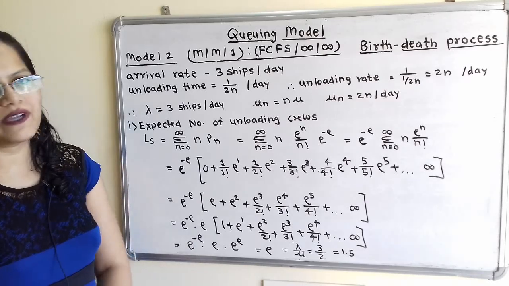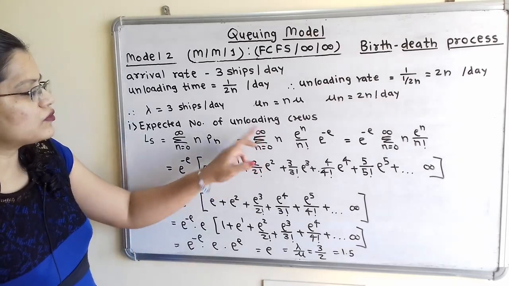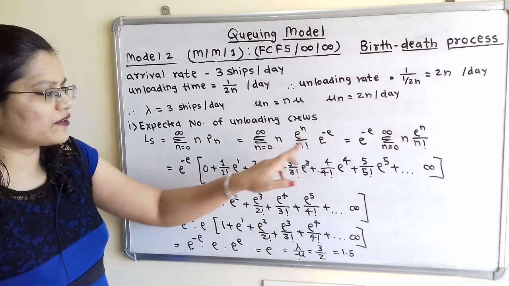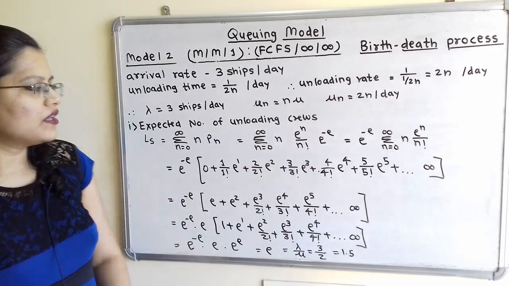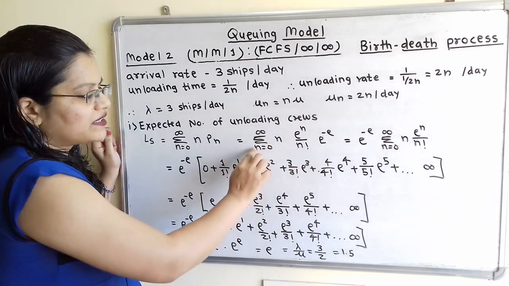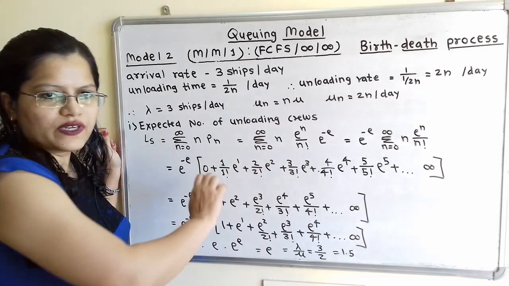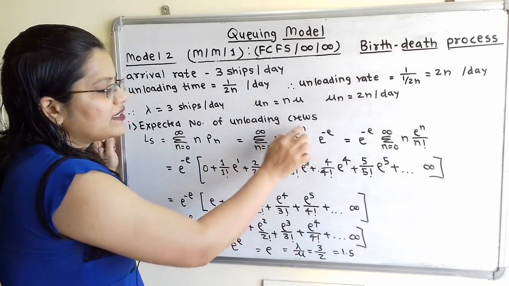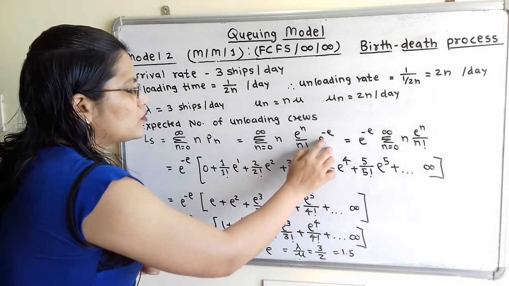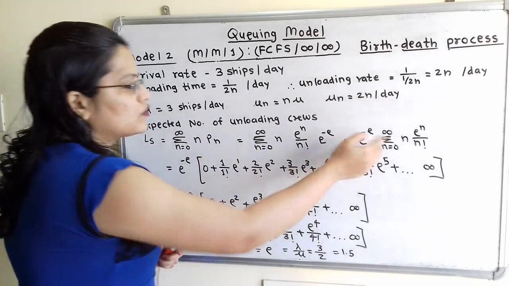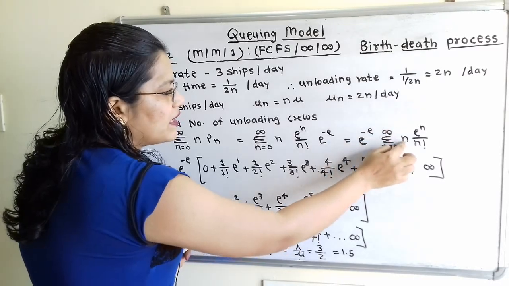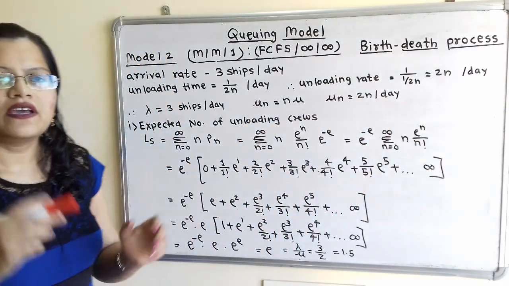We have a formula that we have to put: the summation of n equal to 0 to infinity of n, and instead of pn we will write rho raised to n divided by n factorial into e raised to minus rho. Now if we observe here, this n varies from 0 to infinity. Rho raised to n is also variable, and n factorial is also variable. So e raised to minus rho is constant, so we will take this outside the summation. So e raised to minus rho, summation of n equal to 0 to infinity of n into rho raised to n by n factorial.